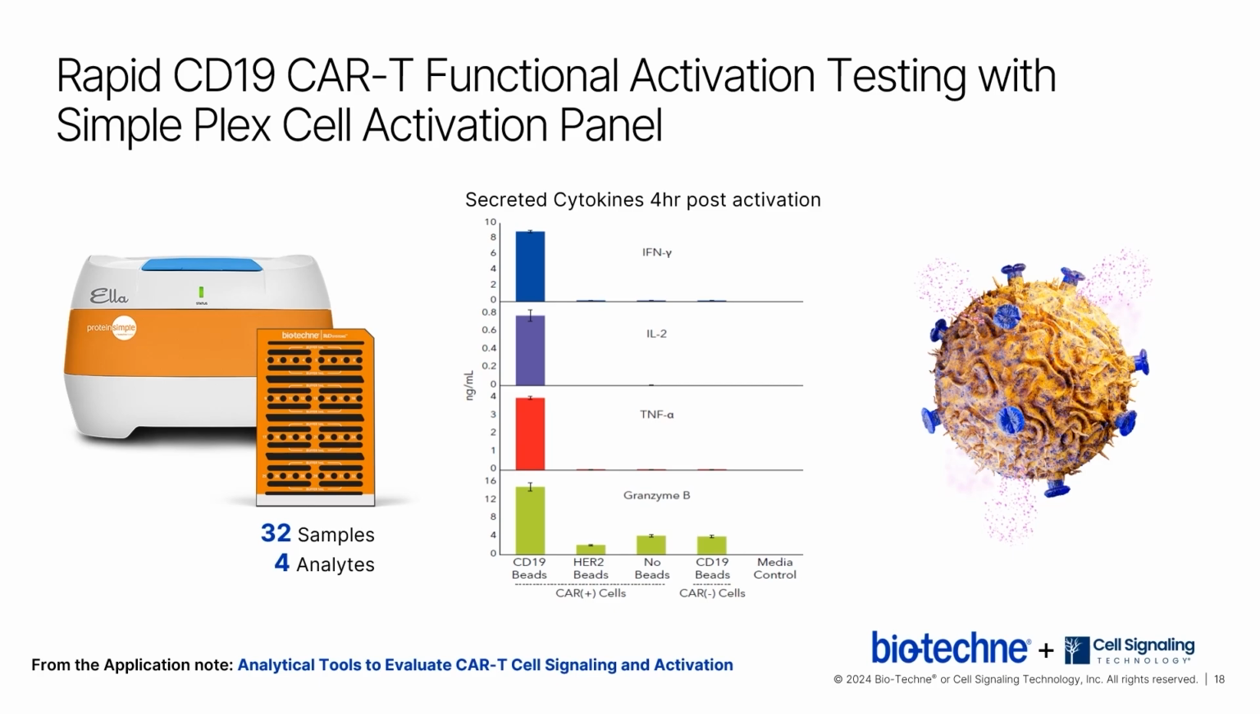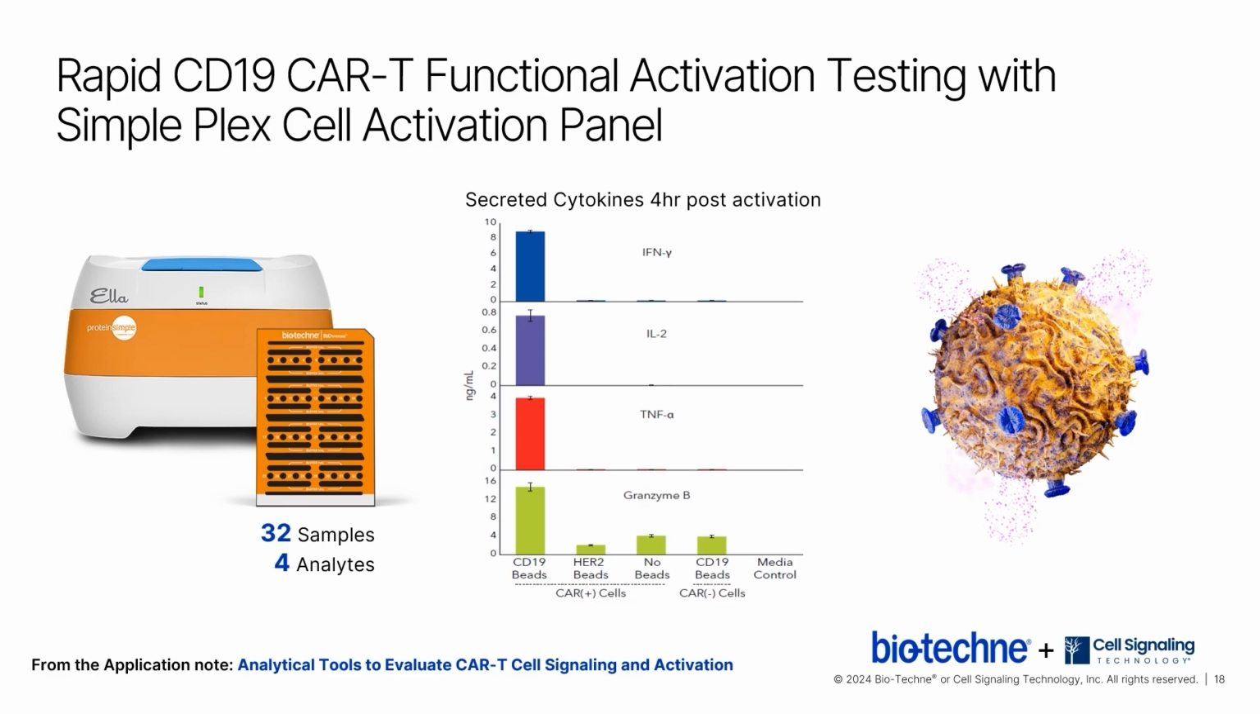We assessed the functional activation of the CAR T cells by measuring the secretion of cytokines of the cell cultures harvested at the 4-hour post-activation time point using a 32x4 multi-analyte SimplePlex cell activation panel, shown on the left. This cartridge runs 32 samples for 4 analytes in about 90 minutes. Granzyme B, IL-2, interferon gamma, and TNF-alpha were the 4 analytes tested and were all detectable at nanogram per mil levels 4 hours post-activation with CD19, as shown in the first column of data.